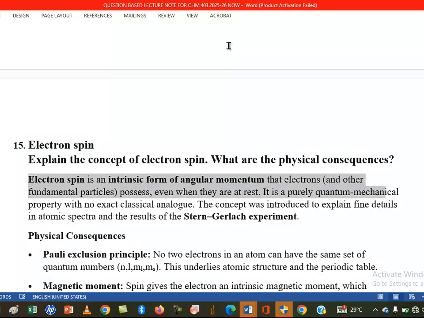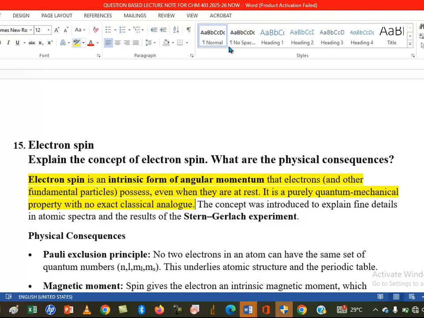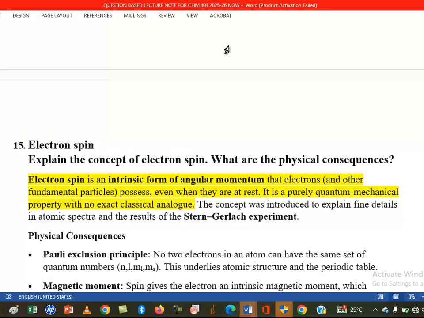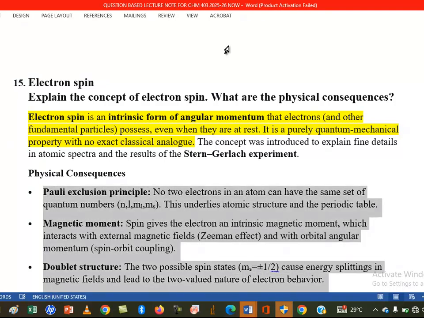That is what I need from you. Next, physical consequences. I'm sure you are used to some of these. The Pauli's exclusion principle, very important. The magnetic moment and the doublet structure. So these are the three physical derivatives of the electron spin.